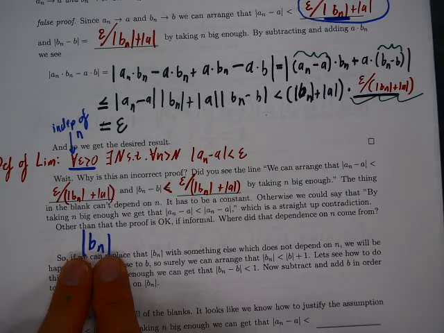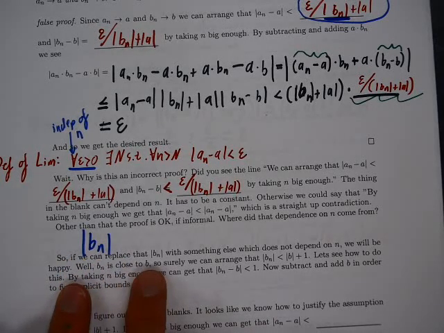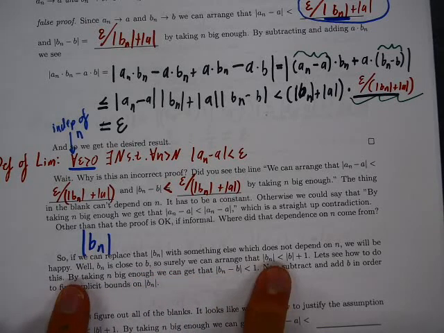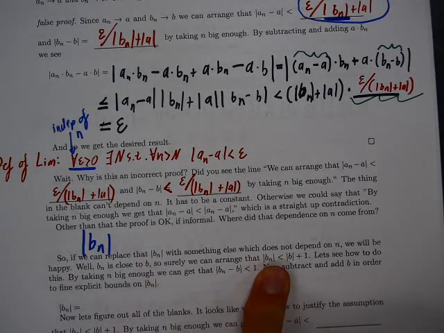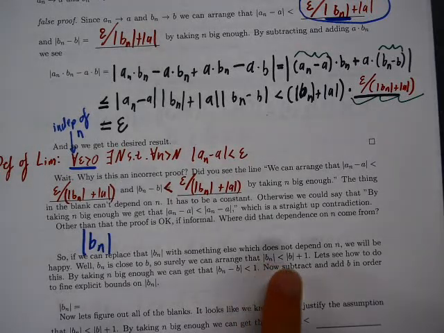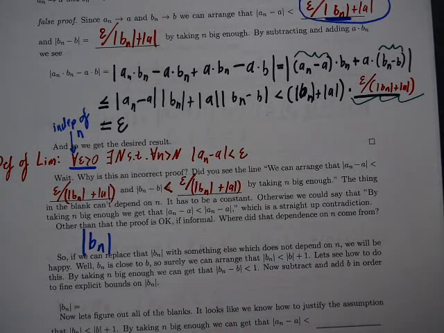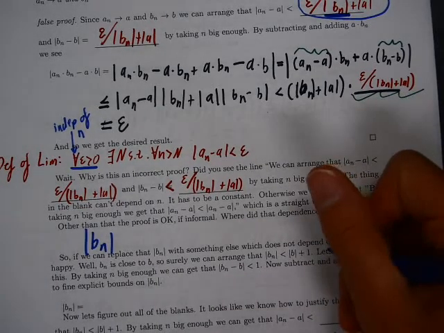So let's do this. So surely if b sub n is close to b, well, surely then the absolute value of b sub n is pretty close to being the absolute value of b. In particular, the absolute value of b sub n has to be less than the absolute value of b plus 1. And I'm not saying that's true for all n, I'm saying that's true for n big enough. So let's kind of see how to do this.